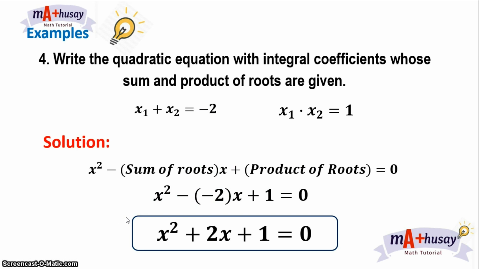So, in this case naman, magkaiba siya sa example number 3. Dahil, dito, binigay na mismo ang sum and product of the roots. So, you can just easily find the equation by substituting the values of sum and products of the roots in the equation. X squared minus sum of the roots x plus product of roots equals 0.